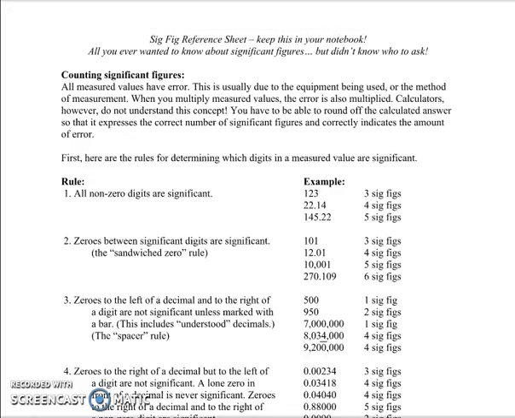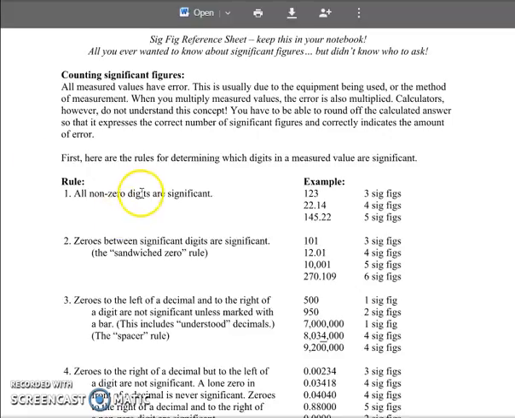In this video, I'm going to explain how we do Sig Figs in physics. This document is currently in Google Classroom. You'll see it there. You can ask me, and I will post it there so you can access it. But you can read through this, but this is just a quick summary of each of these rules.